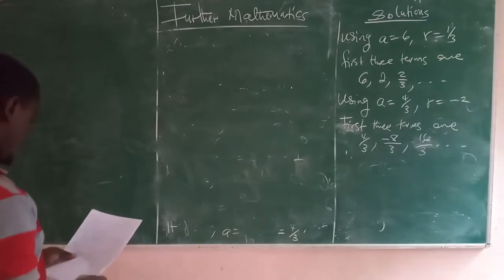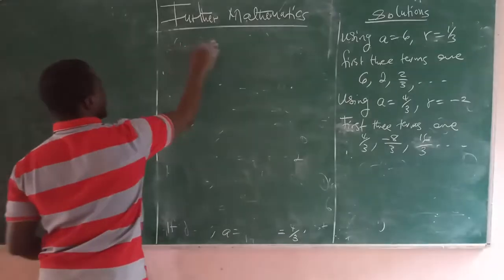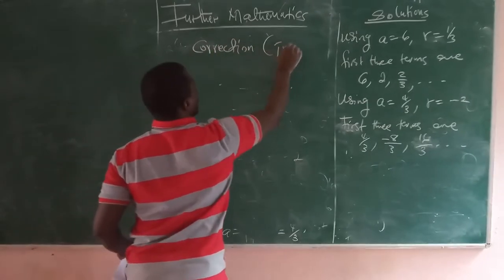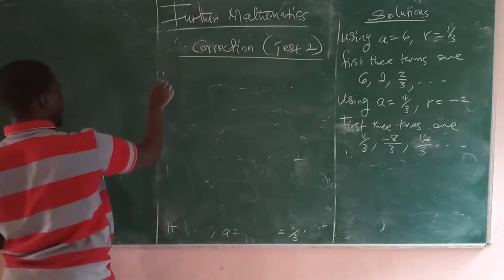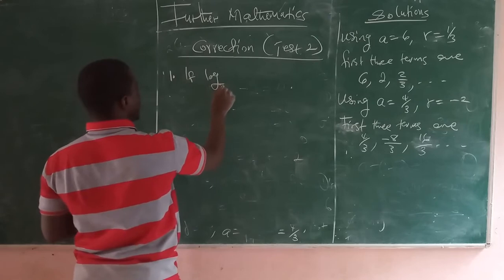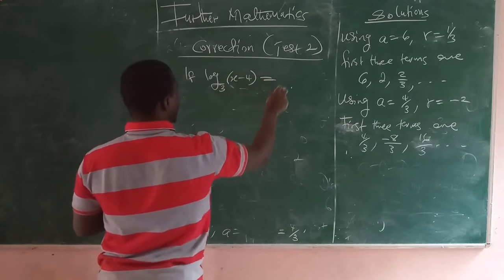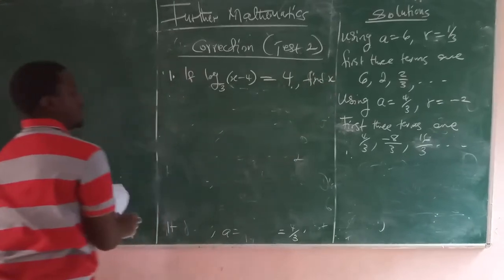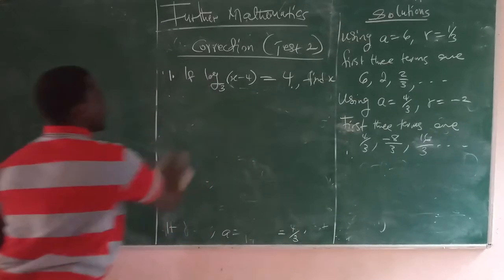Now I'm going to solve those questions. Correction to those questions I gave you. Test 2. Okay, number 1. If log base 3 of x minus 4 is equal to 4, find x. How do we find x here?